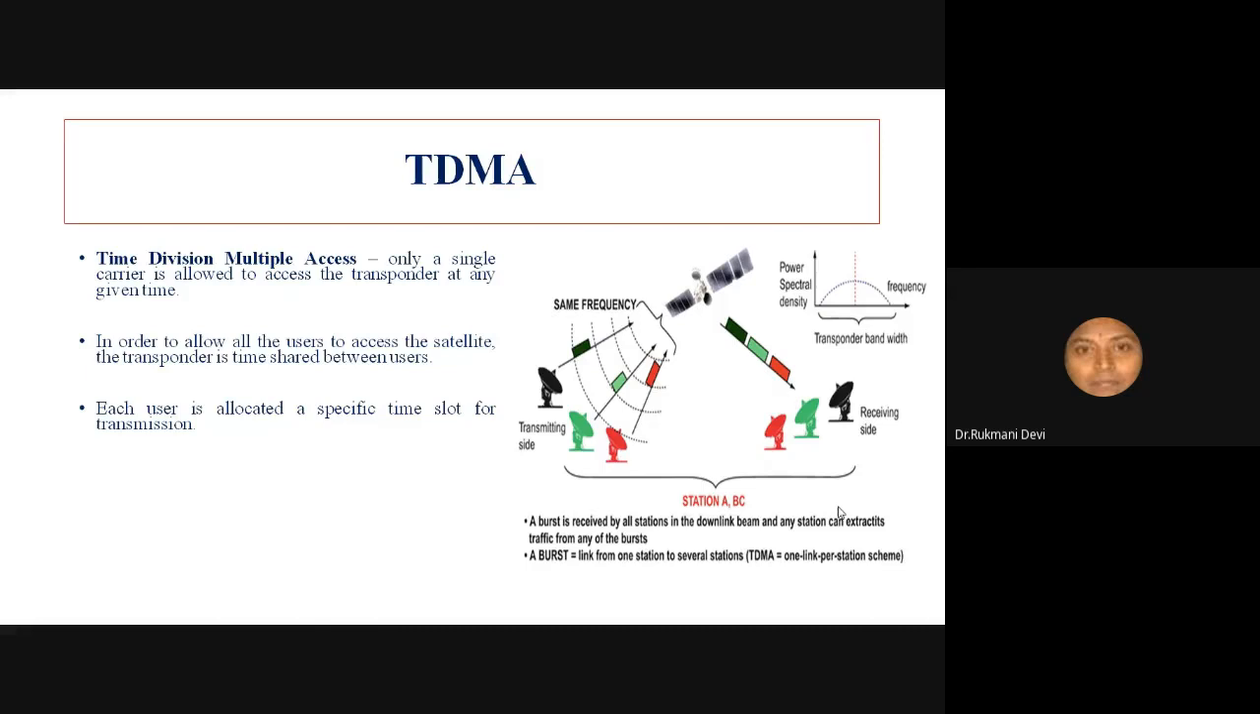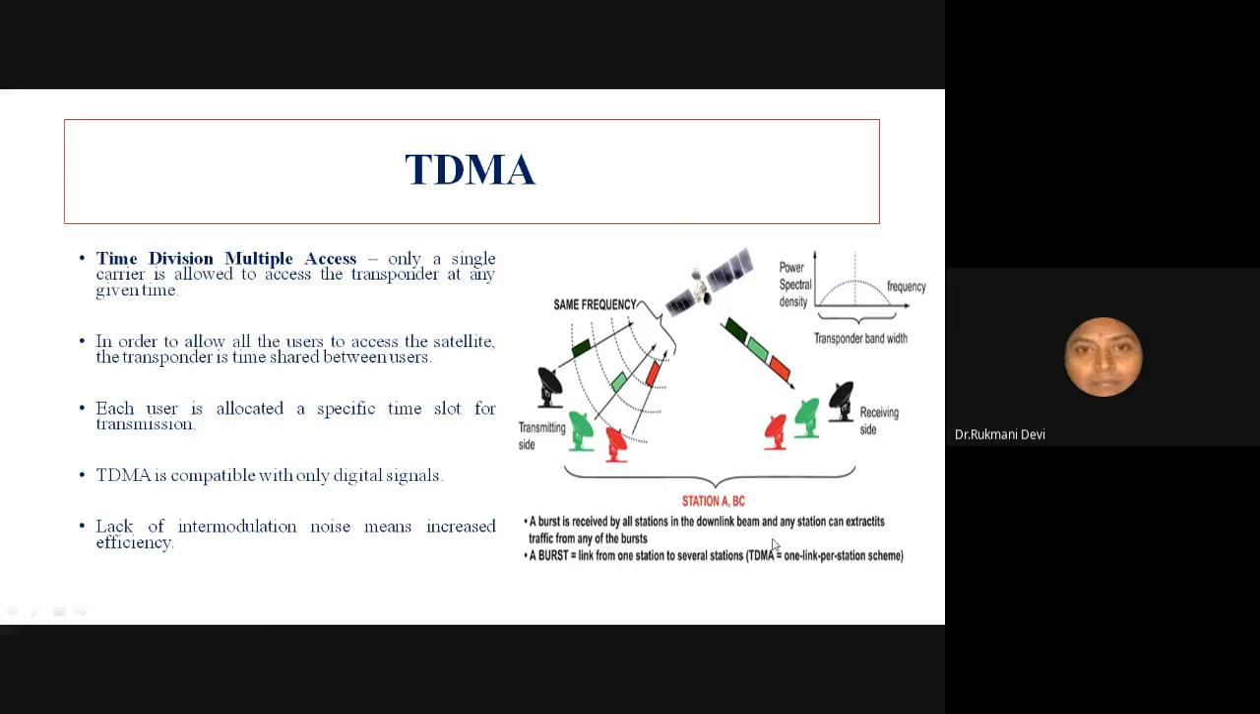Only a single carrier is allowed to access the transponder at any given time. In order to allow the users to access the satellite, the transponder time is shared between the users. Each user is allocated a specific time slot for transmission. So TDMA is compatible with only digital signals. Lack of intermodulation noise means increased efficiency.